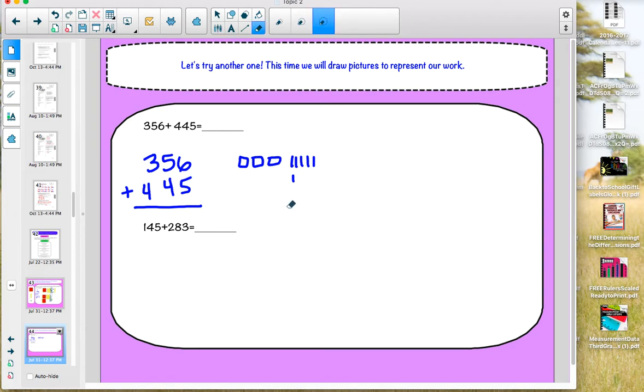Bear with me, my computer is not always liking me. I'm going to redo that part there.